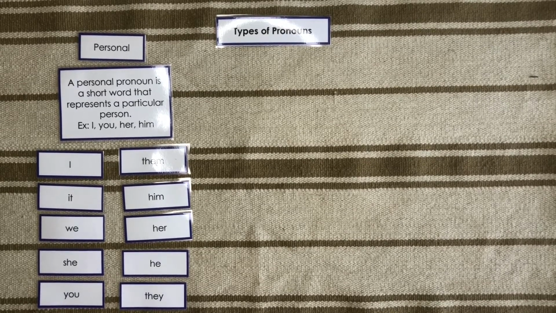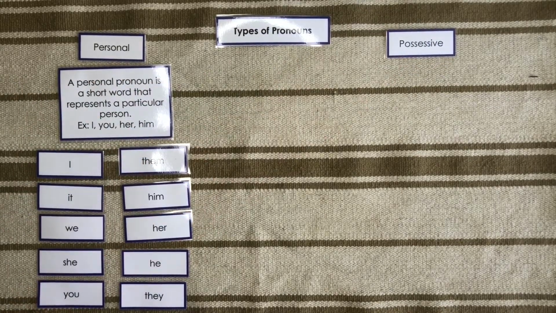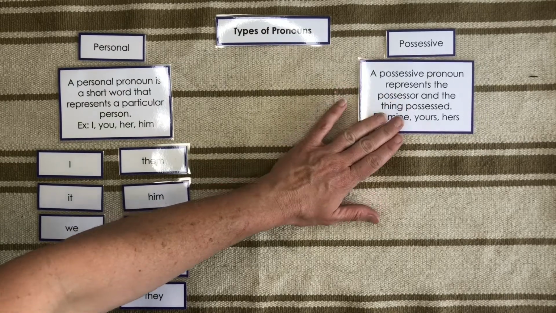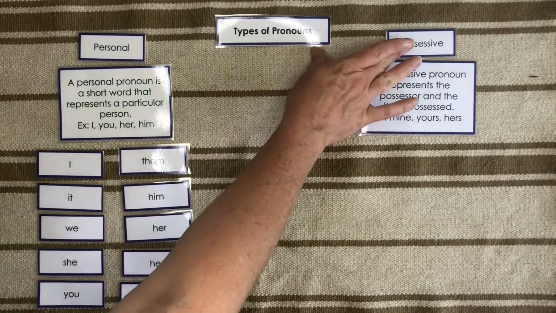Okay, so the other type of pronoun that we're going to talk about today is a possessive pronoun. And a possessive pronoun shows possession, right? It represents the possessor and the thing that's being possessed. So the thing that you're owning or that you have.